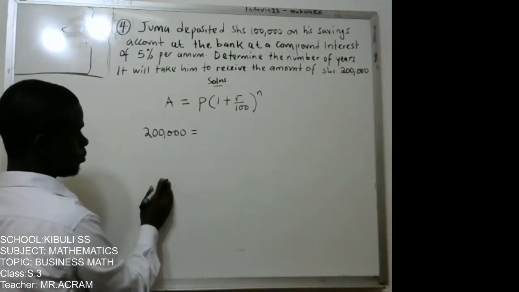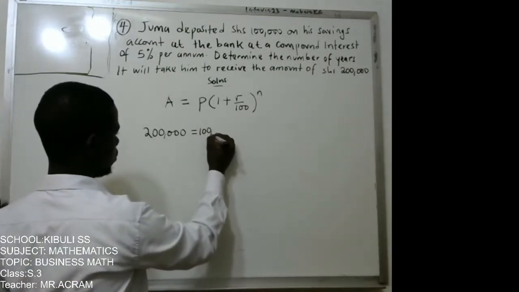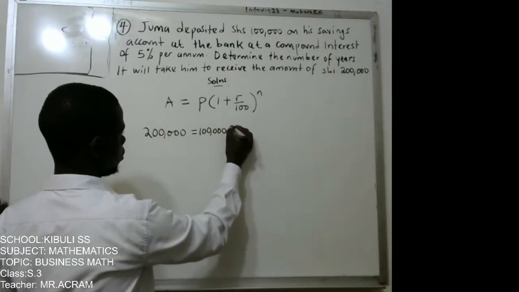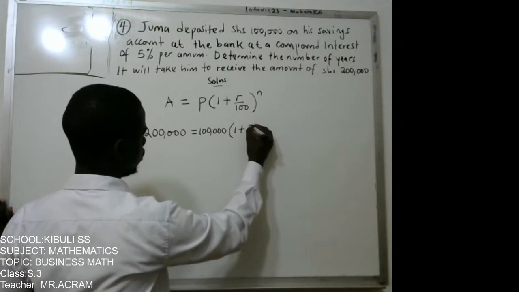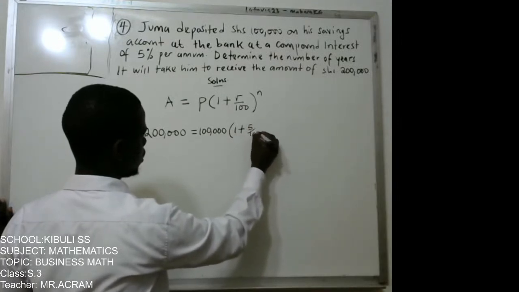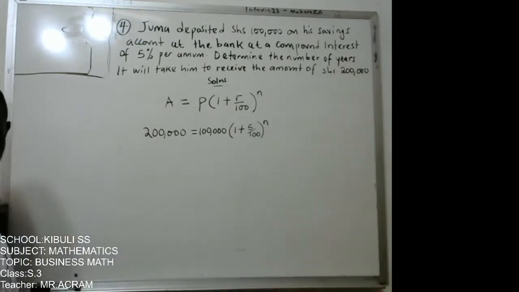It's equaling. What is the principal? 100. 1 plus 5 out of 100, 5 over 100 power n. We are looking for n, not so?